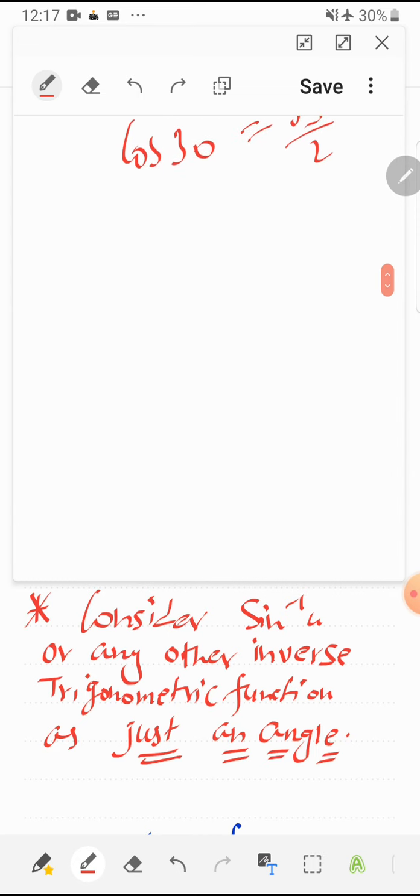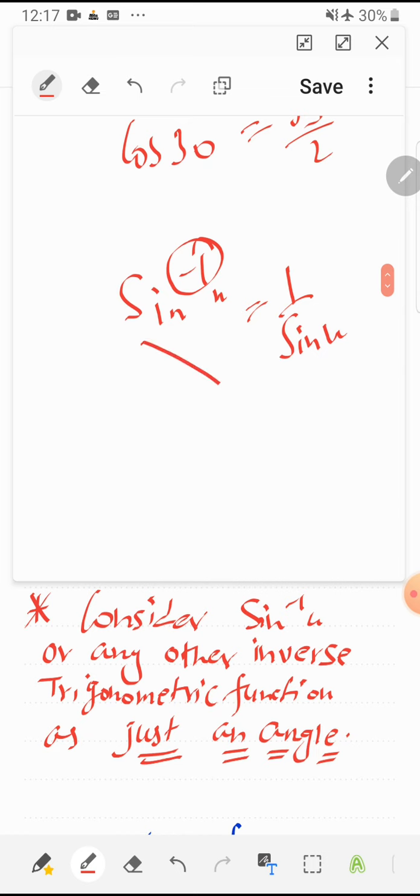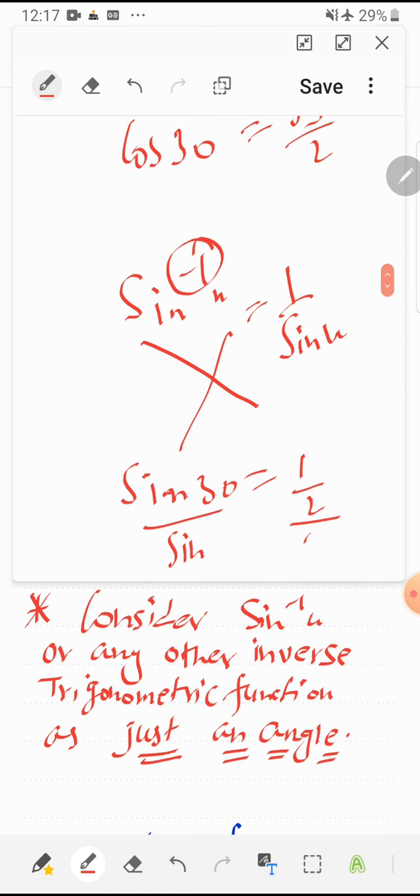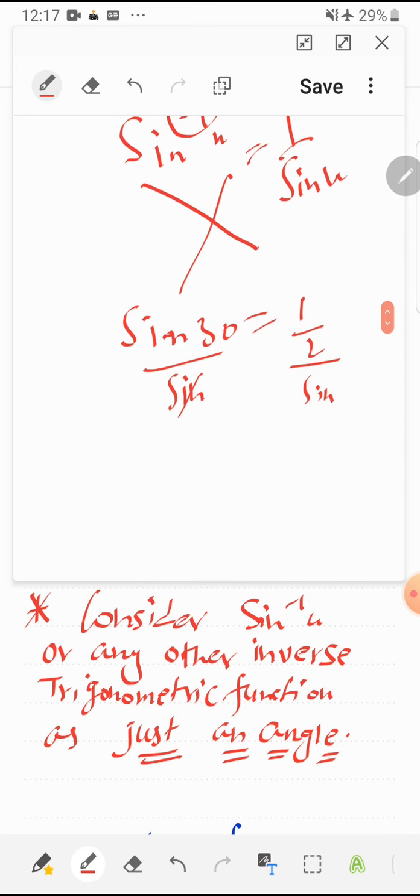One more point, we should always remember: don't treat this power minus 1 as 1 upon sine x. This is wrong. Why is this wrong? Because when I write sine 30 is equal to half, this is not a multiplication, so that I can divide both sides by sine, or cancel sine with sine and write sine 30 degrees equal to sine inverse half. This is wrong. This is not true.